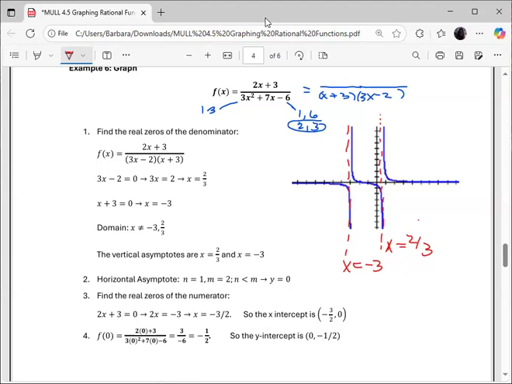Let's see, we have a horizontal asymptote. When we look at the degree of the numerator, it is 1. The degree of the denominator is 2. Since 1 is smaller than 2, we know that the horizontal asymptote is y equals 0. So we can draw that line here.